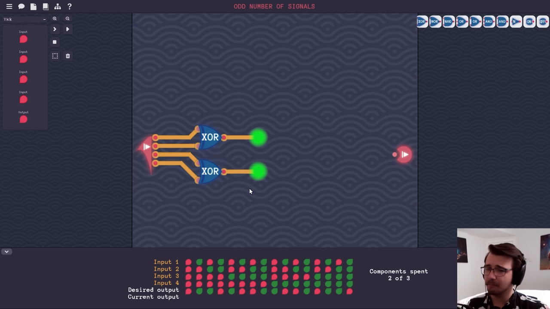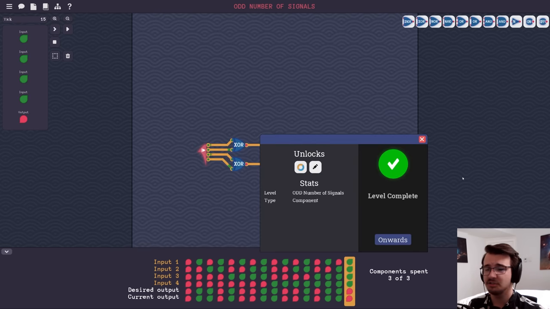If both of the outputs are yes, odd plus odd is even, which means I should output no. But if exactly one of them is on, I would have odd plus even, which is odd. So I would do a third XOR gate, which only gives an output if exactly one of the inputs is on. So I should get an odd plus an even into XOR, giving me a green signal, which is right.